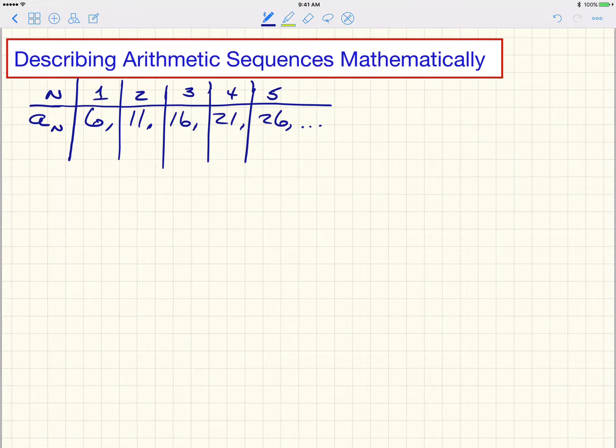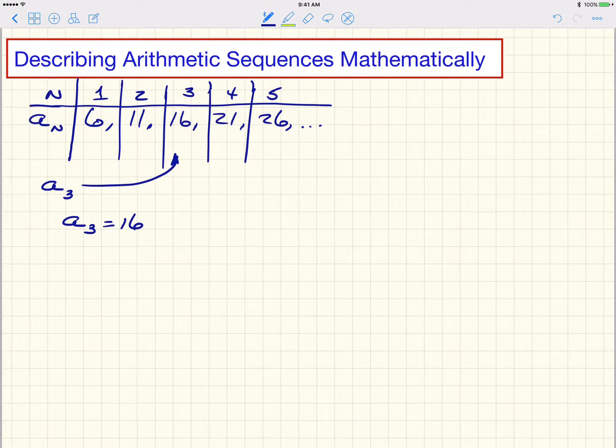So if we talk about naming a term, we ask, what is the third term of the sequence, or what is a sub 3? Well, a sub 3 in this case would be 16. So we can write a sub 3 equals 16. That's a perfectly legitimate way of writing the value of that term. Think of it almost like function notation.